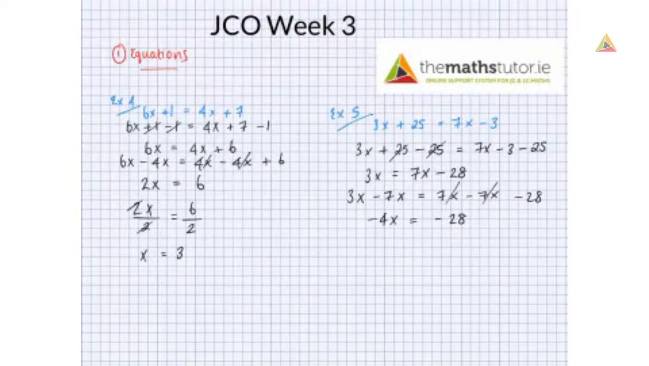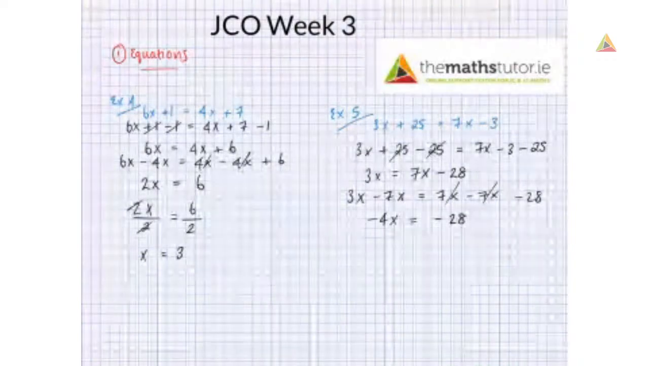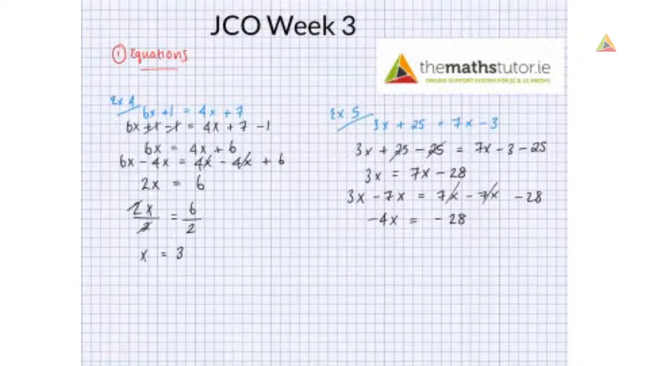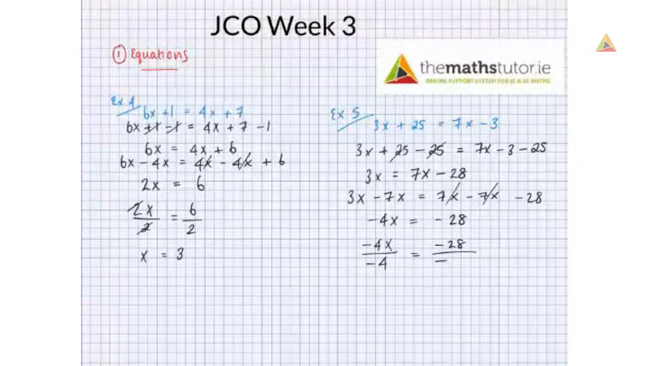Now I want to get x on its own, so I need to get rid of the minus 4. The way I get rid of the minus 4 is I divide by minus 4. And remember, I'm doing the same to this side as what I do on this side. So it's going to be minus 4x divided by minus 4 is equal to minus 28 divided by minus 4. So they cancel, and you're left with x is equal to. Now 28 divided by 4 is 7. Now you have two minuses, so minus 28 divided by minus 4 is going to give you 7, because minus divided by minus always gives you plus. So the answer there is x is equal to 7.